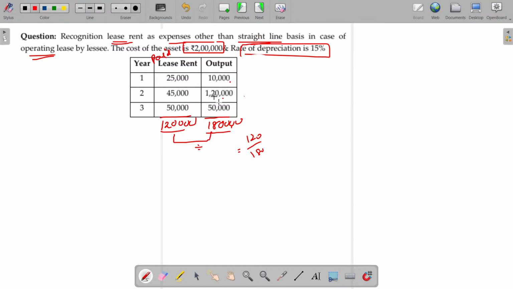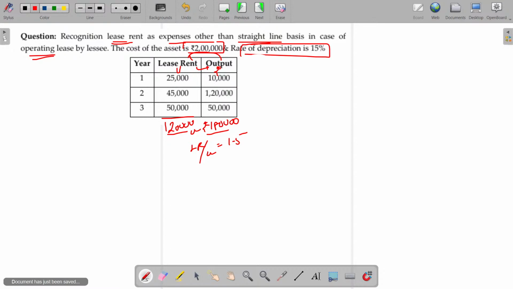No, I just make a correction. This is unit, this is amount. Change this. Okay. So 1,20,000 being the units and 1,80,000 being the amount. So then lease rent per unit being 1 rupee 50 paise. And what about the actual applicable lease rent for 25,000 units?